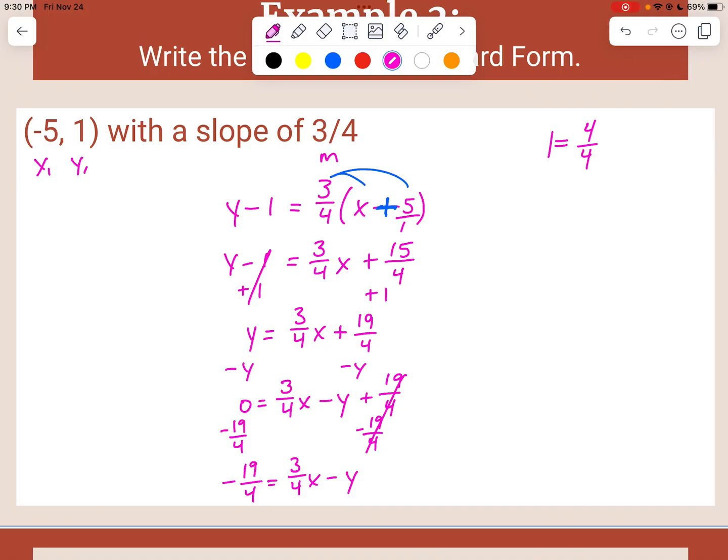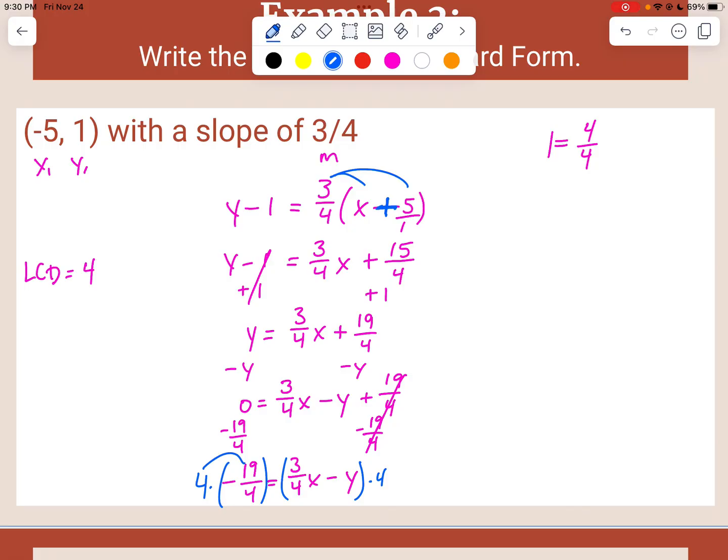Is it in standard form? Almost. We have x and y on the same side, but we don't have integers, we have some fractions. So I want to find what is the least common denominator. Fortunately for us, they have the same denominator of 4. So the least common denominator is 4. So I'm going to multiply everything on the left by 4 and everything on the right by 4. And yes, everything, whether it's a fraction or not.